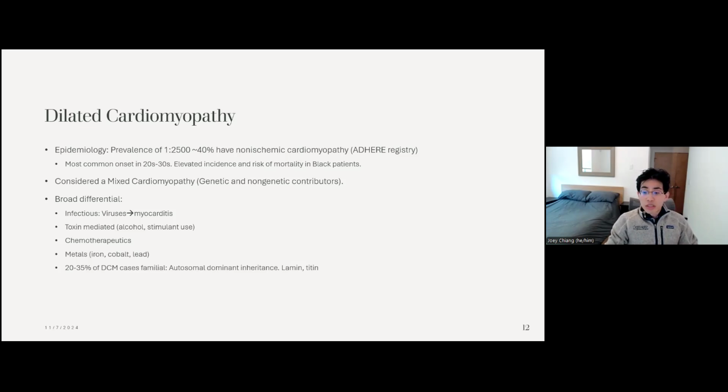You can have infectious causes such as viral myocarditis. You can have toxin mediated, which I'll talk about at length in a little bit. People receiving chemotherapeutics can also see this as well. Any sort of ingestion of metals, and then there's a good amount of familial cases that can mediate this as well. When we think about familial cases of dilated cardiomyopathy, things that can be useful for boards is that Lamin cardiomyopathy is the most common one. Titin is a close second.